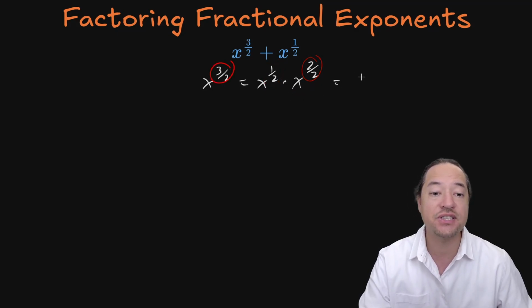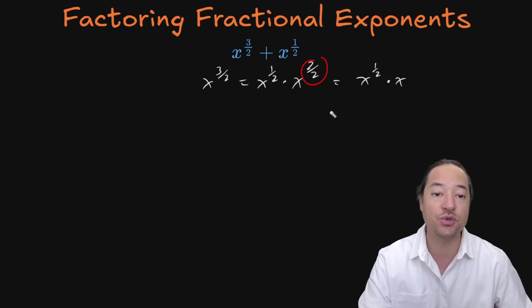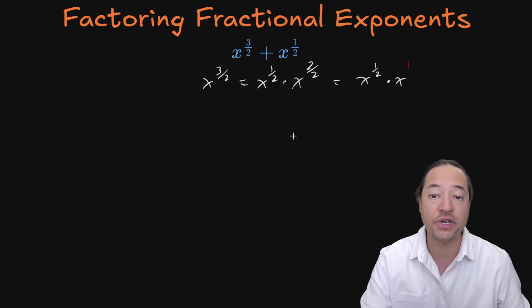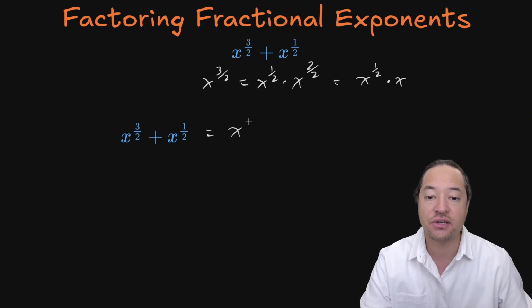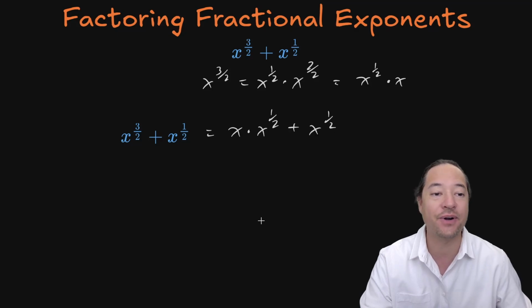And of course, this is the same as x to the 1/2 times x, right? Because 2 over 2 is just 1. So this is x to the first power, just like that. So I am now going to rewrite my original expression here as being x times x to the 1/2 power plus x to the 1/2 power, okay?